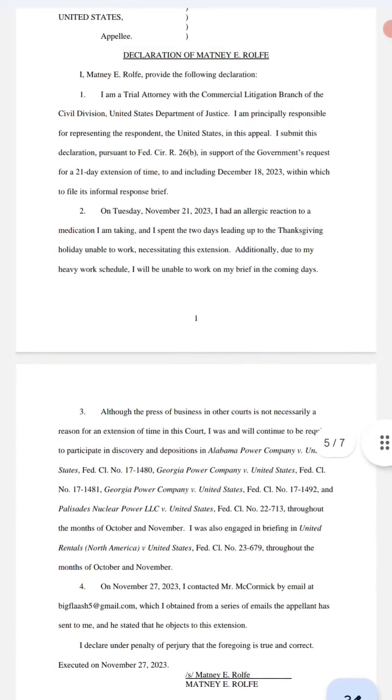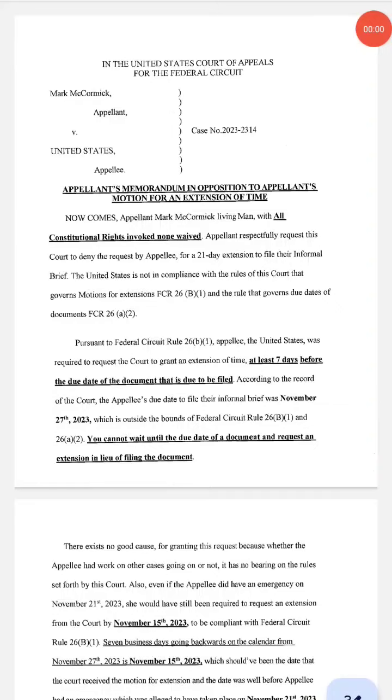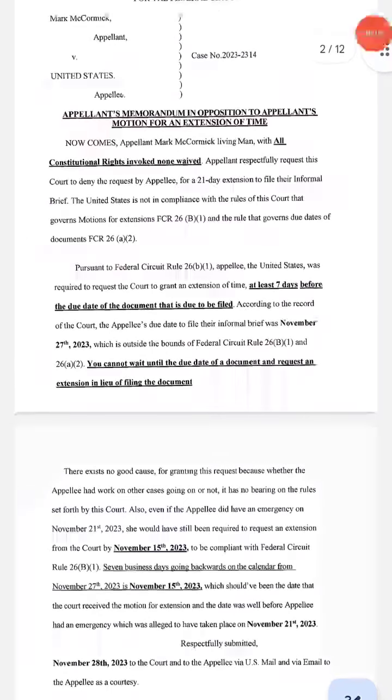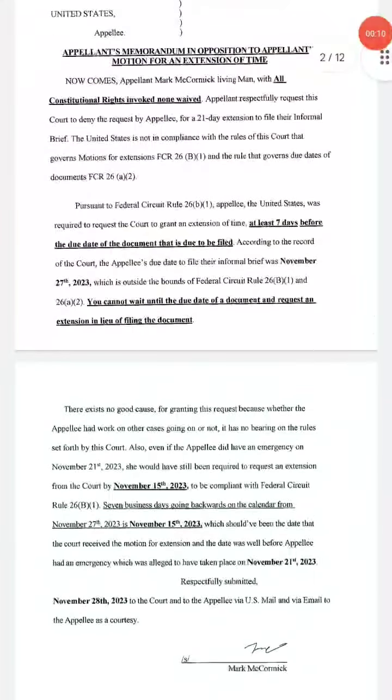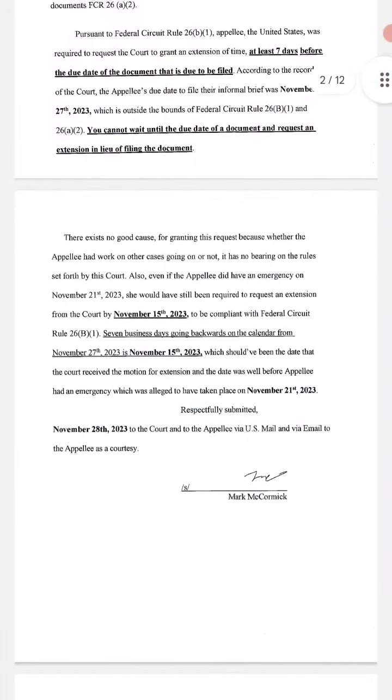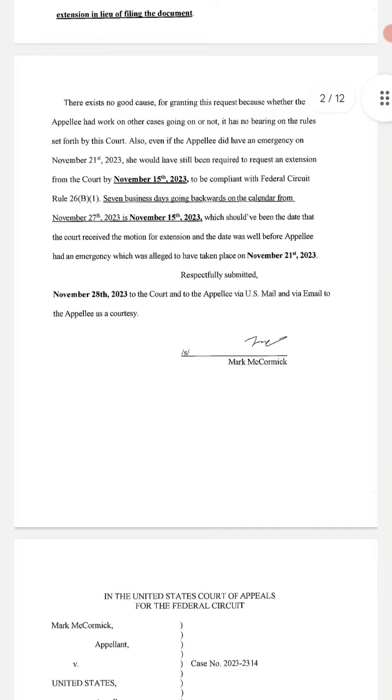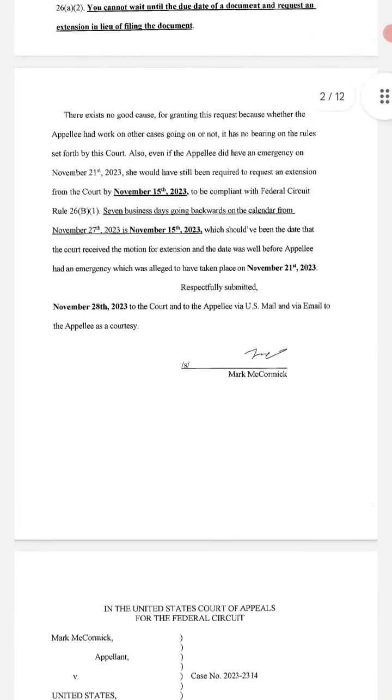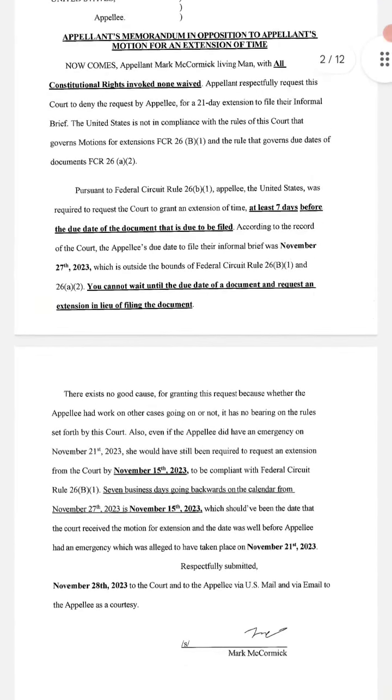So this is my motion where I said I don't want her to get an extension. I said no to the United States. You don't get any extension. I said no.